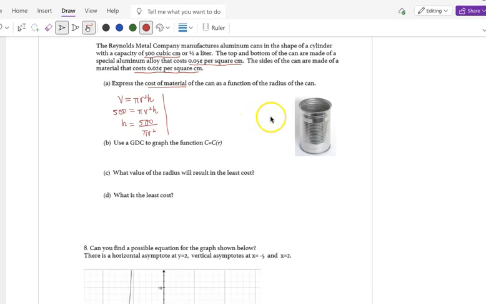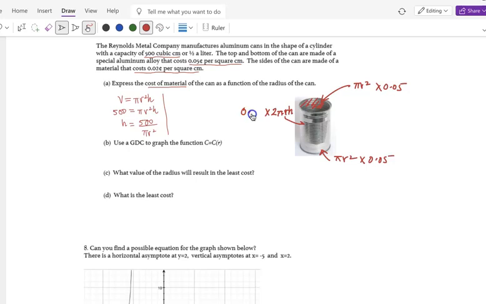So let's continue. Now hope this writes. Okay, so the side is 2 pi rh. The top, we have to assume it's closed. The top is pi r square. The bottom is pi r square. Now we are finding the cost. The special alloy at the top and bottom costs 0.05 cents, so I'll multiply this by 0.05, and I'll multiply the side by the cost 0.02.